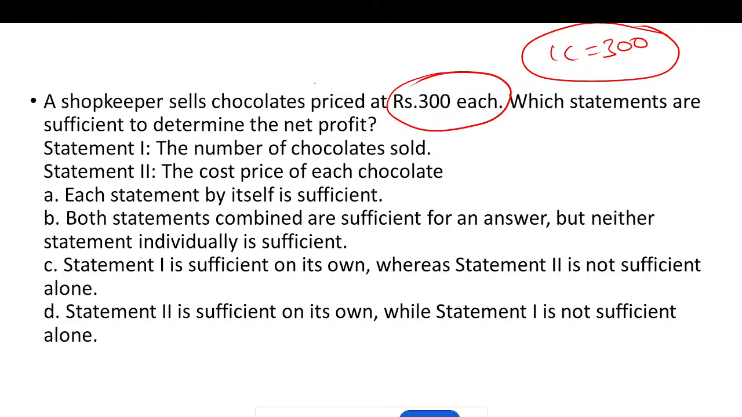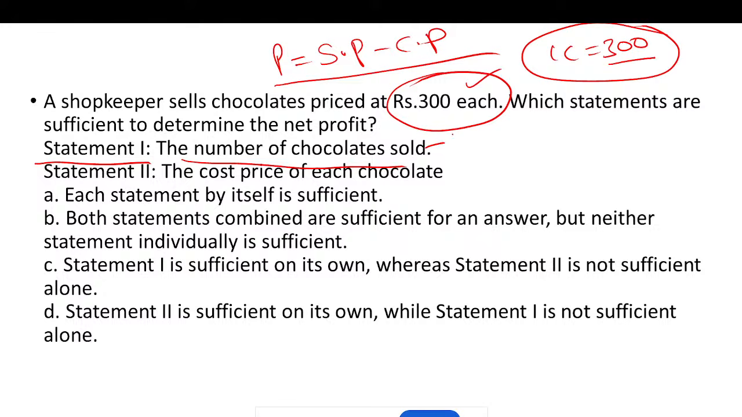Net profit. To get a profit value, if you know the selling price and cost price, then you will know the profit. Here they are giving you the cost price. The cost price for every chocolate is 300. Look at statement 1: the number of chocolates sold. Suppose one chocolate costs 300 and 10 chocolates are sold in total.